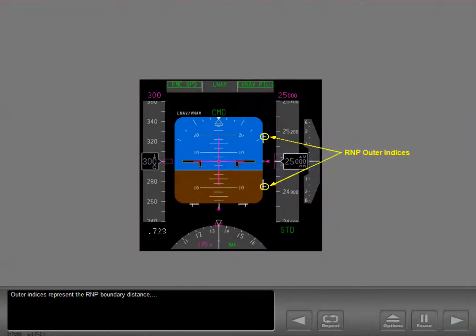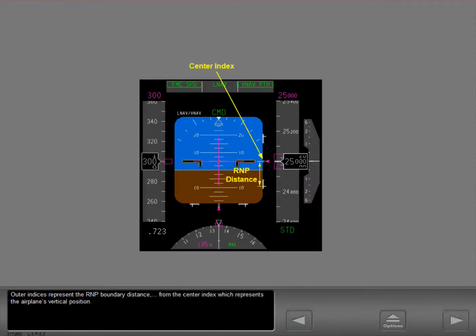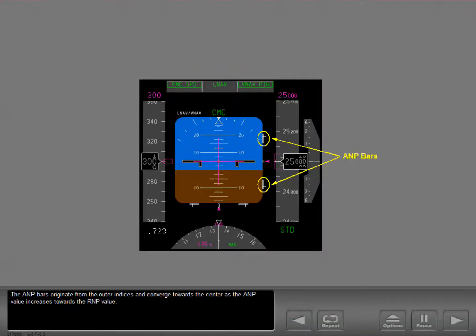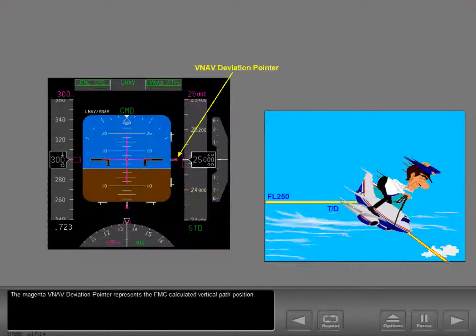Outer indices represent the RNP boundary distance from the center index, which represents the airplane's vertical position. The ANP bars originate from the outer indices and converge towards the center as the ANP value increases towards the RNP value. The magenta VNAV deviation pointer represents the FMC calculated vertical path position.